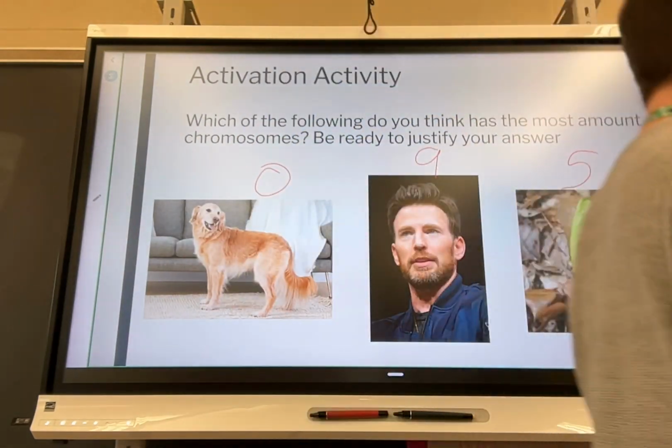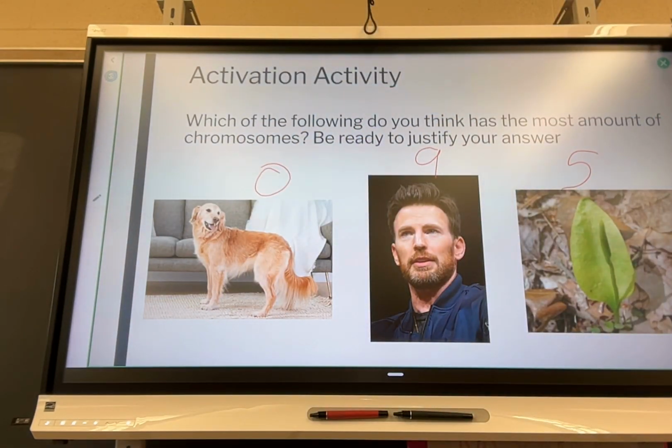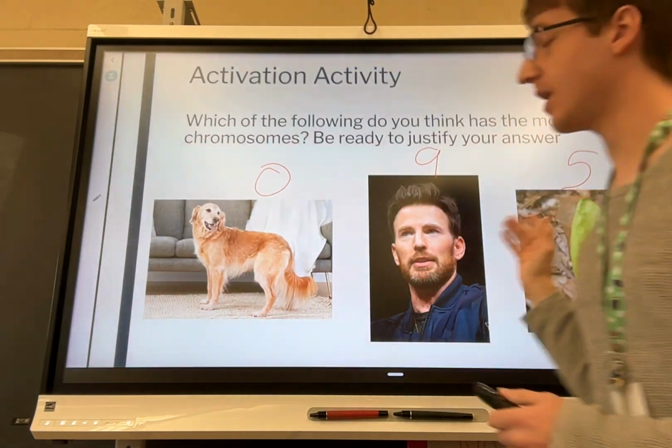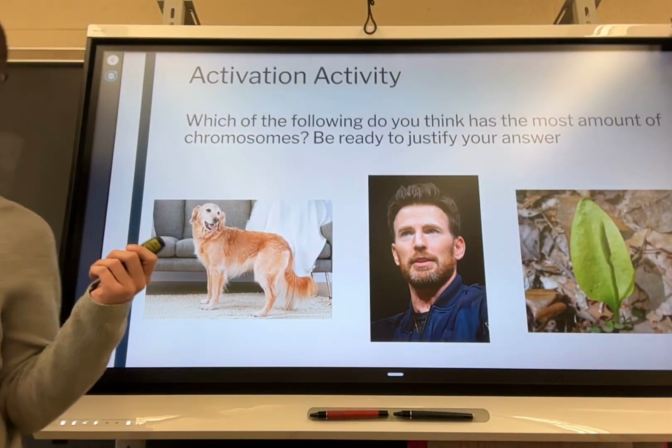Okay. Either way, the one thing I will say, I'm actually going to go over this. Chromosomes are not a measure of complexity. So just saying, it's the leaf. I will go over this here in a little bit.